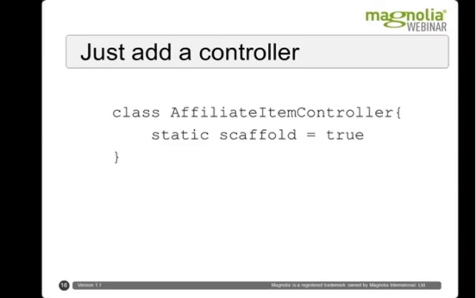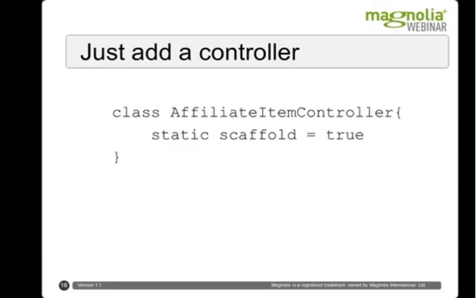You put these 2 lines into Grails, and then you just need one extra file. I called this class the affiliate item controller, and I just have one line. The one line is a static: it says scaffold equals true. This is all that I need to define.